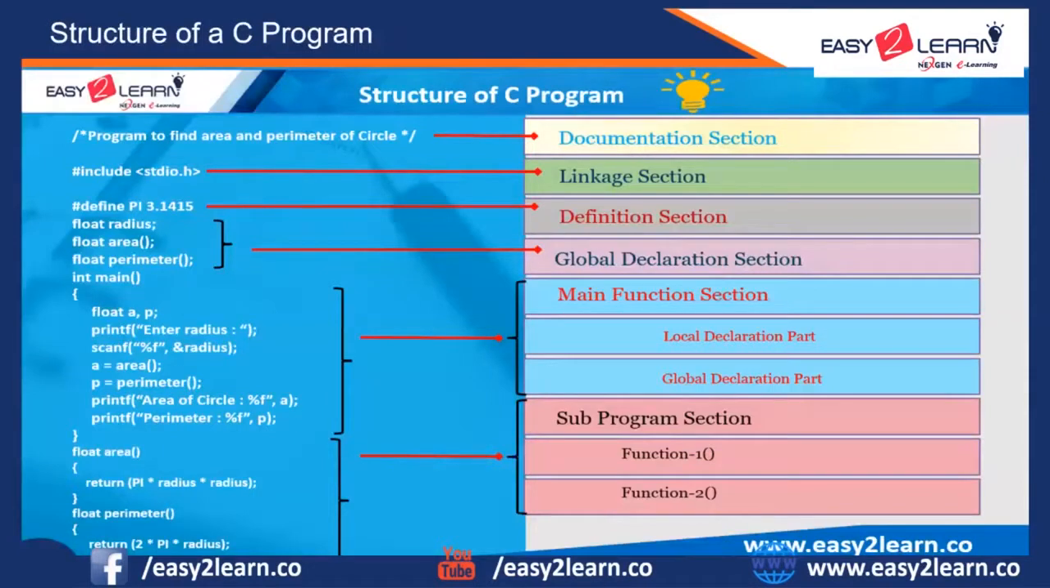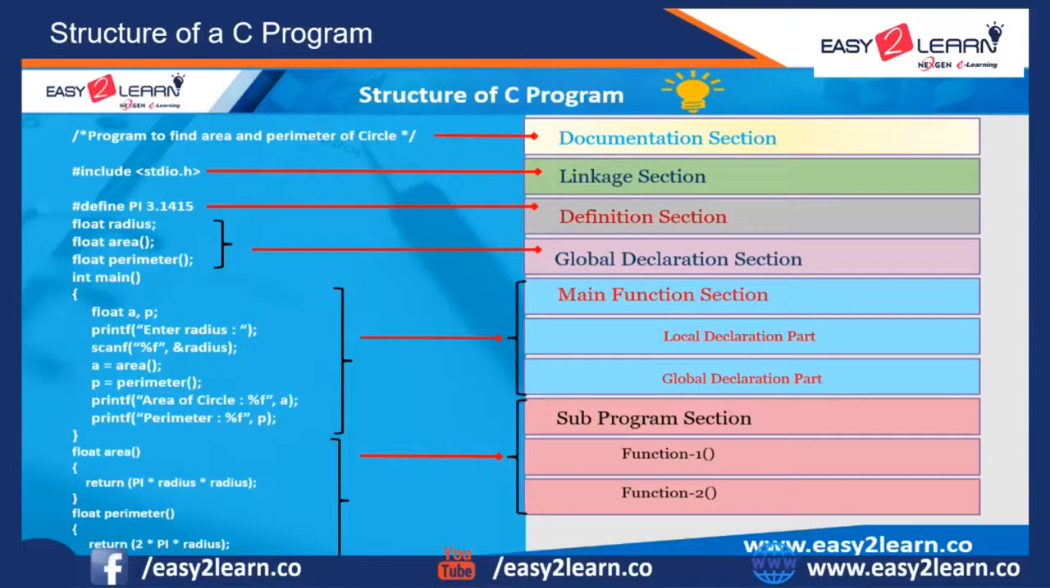Next comes the structure of a C program. The structure of a C program consists of various sections like documentation section, linkage section, definition section, global declaration section, main function section, which has two parts, local declaration part and executable part, and the final section would be the subprogram section.